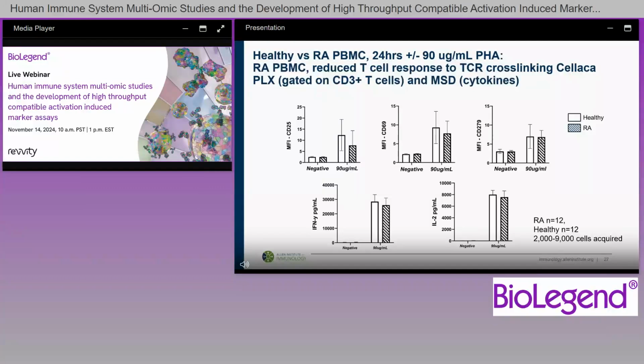Looking at our interferon gamma and our IL-2 cytokine concentration, like the surface markers, the healthy samples had higher cytokine concentrations compared to the RA samples, showing that there was a reduced T cell response to TCR cross-linking in the RA samples.